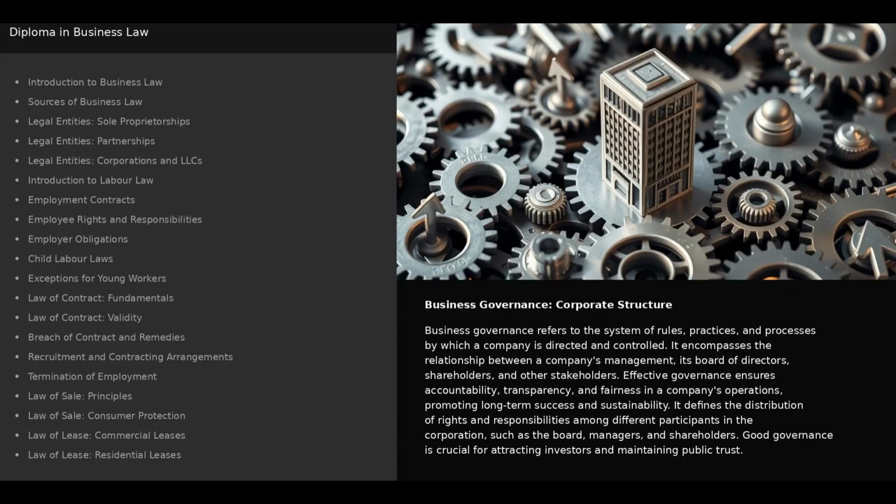Business governance refers to the system of rules, practices, and processes by which a company is directed and controlled. It encompasses the relationship between a company's management, its board of directors, shareholders, and other stakeholders. Effective governance ensures accountability, transparency, and fairness in a company's operations, promoting long-term success and sustainability. It defines the distribution of rights and responsibilities among different participants in the corporation, such as the board, managers, and shareholders. Good governance is crucial for attracting investors and maintaining public trust.